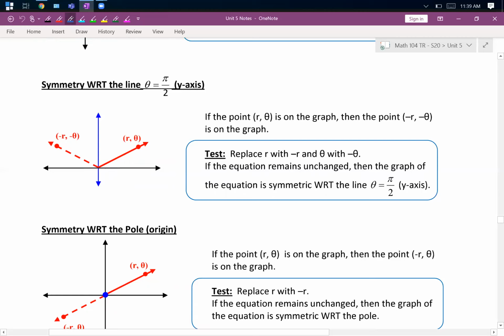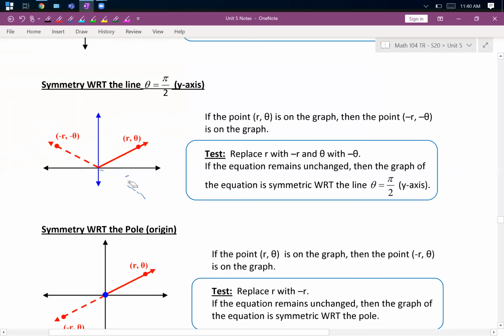Well, negative theta gets us down here, but that's not where we want to be. In order to have symmetry with respect to the line theta equals pi over 2, we're looking left and right. So in order to get me in the opposite direction into the second quadrant, I make r negative. Because remember, if our r value is negative, then when we plot our point, we go in the direction opposite of our angle. So that's why both of them are changed here.